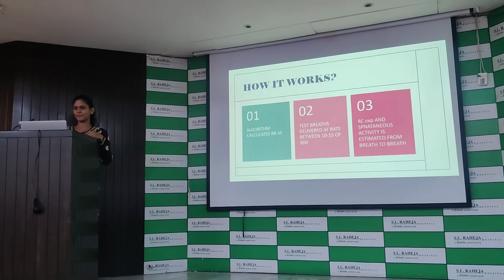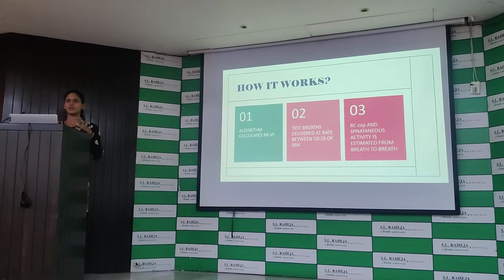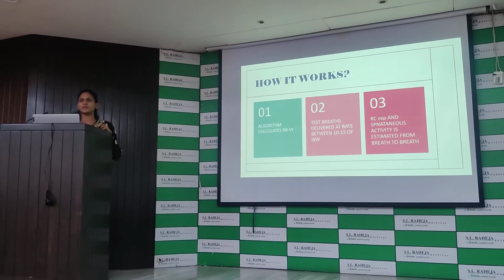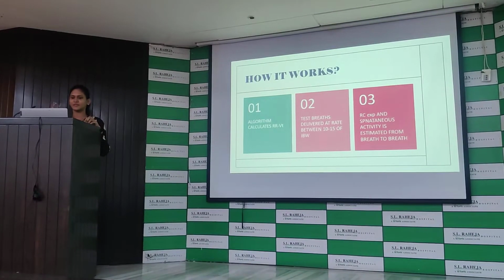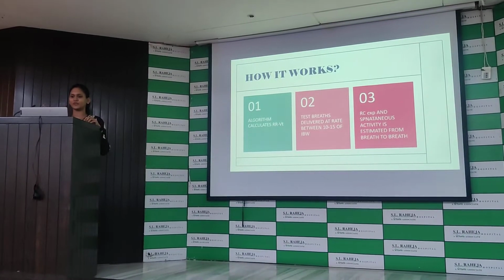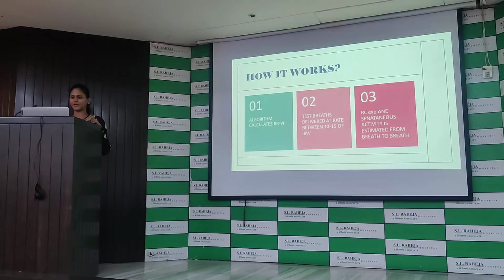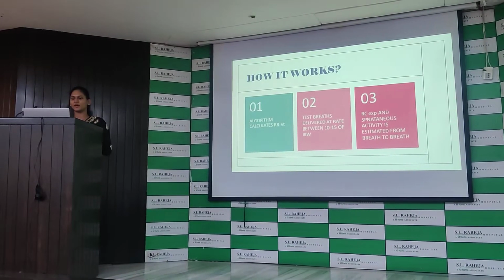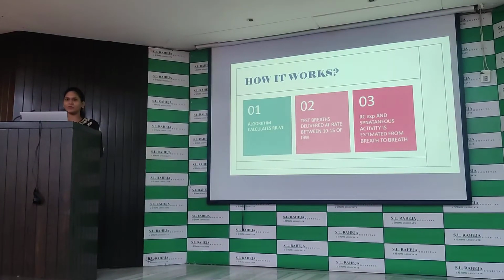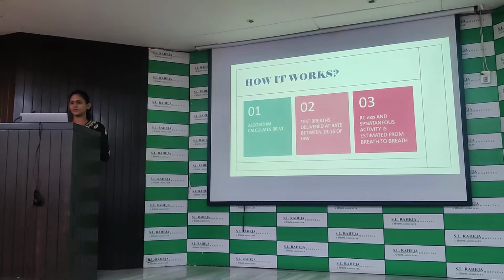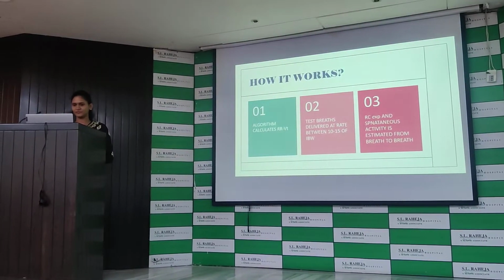We set the high pressure limit and the expiratory trigger sensitivity, 25% in a restrictive disease and 40% in obstructive disease. Now how it works: it will use its algorithm to calculate the respiratory rate and tidal volume. Then it gives a test breath, between 10 to 15 ml per kg of the ideal body weight, at a rate of between 10 to 15. It will see the respiratory mechanics, the resistance and the compliance, to calculate the RC expiration, and spontaneous activity is estimated from breath to breath of the patient.